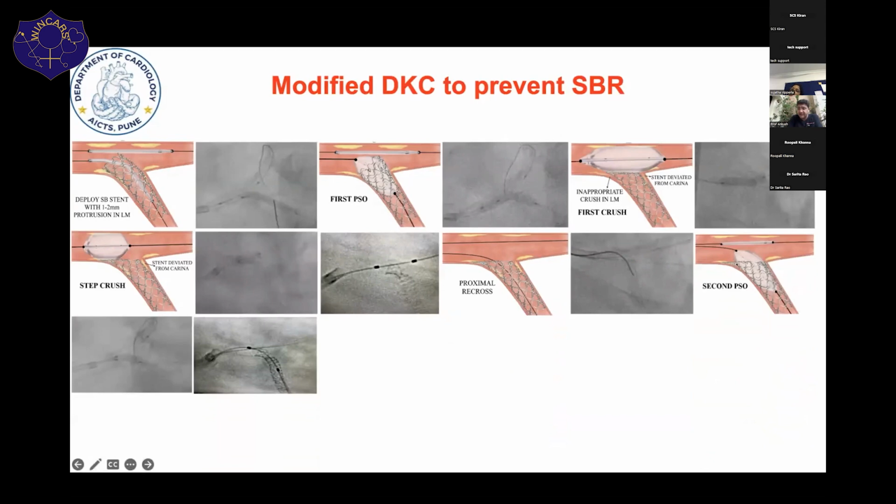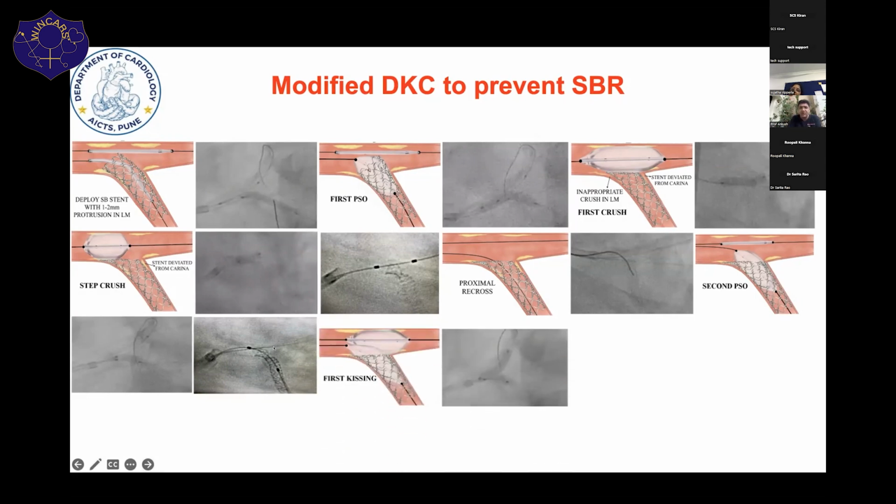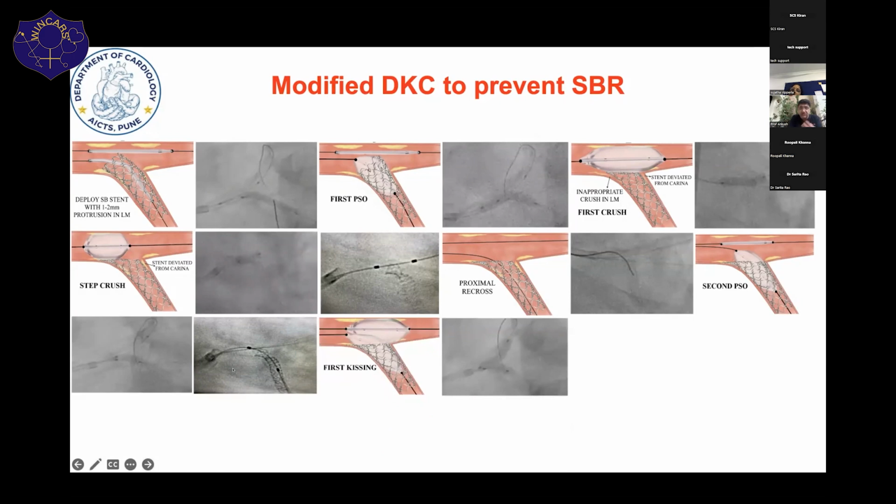After you have done the proximal recross, before going for the final kissing balloon inflation, as your stent is not well opposed to the carina, go for a second PSO. Go for high pressure balloon dilatation of the side branch ostium. And when you do this second PSO, can you appreciate from here your stent was not opposed to the carina. Now it's slightly better. So the second PSO is recommended to improve the apposition of the side branch stent to the carina. Once you have done this second PSO and apposed your stent to the carina, then you go for the first kissing. So always go for a second PSO before the first kissing.